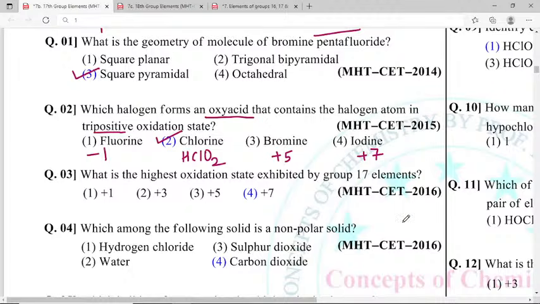What is the highest oxidation state exhibited by a group 17 element? +7 for iodine. Please note down, iodine shows the +7 oxidation state in the compound IF7. This is IF7. In IF7, iodine shows the +7 oxidation state. Clear? Get it?